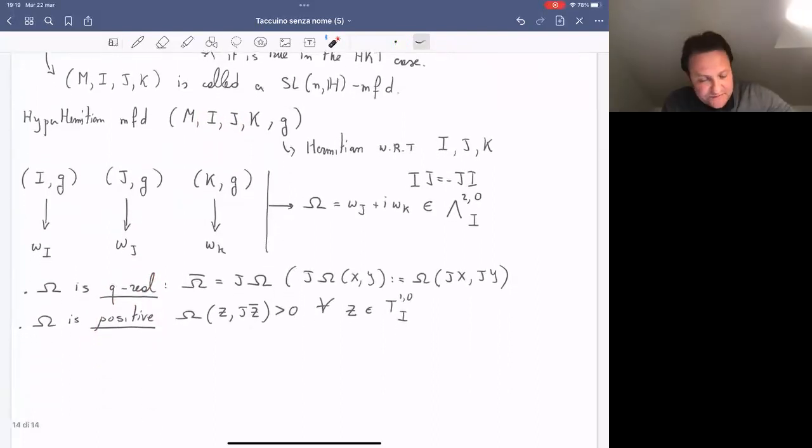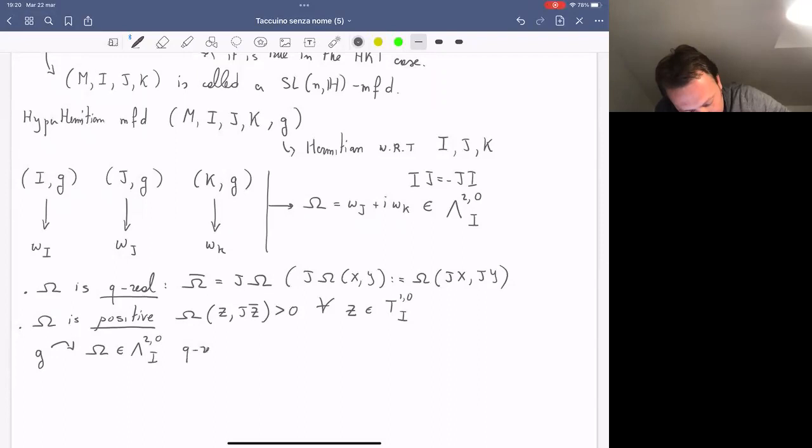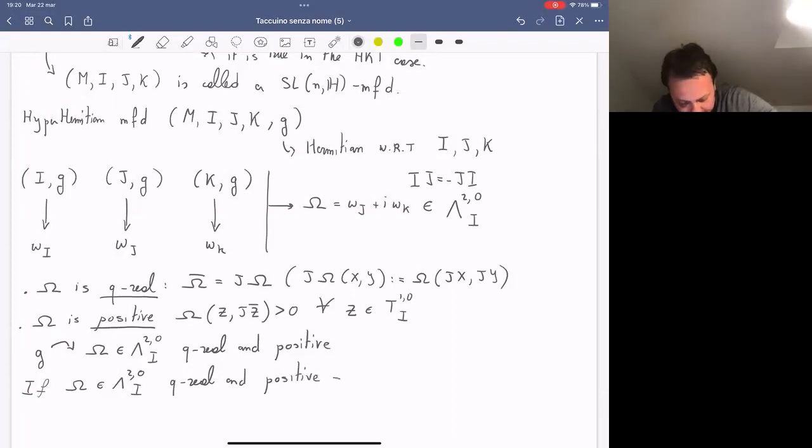So what we have is that the metric G induces this form omega of type (2,0) with respect to I, which is closed and positive. Okay, and also the converse is true. So if we have omega, a form of type (2,0) with respect to I, which is closed and positive, then omega determines a metric G.